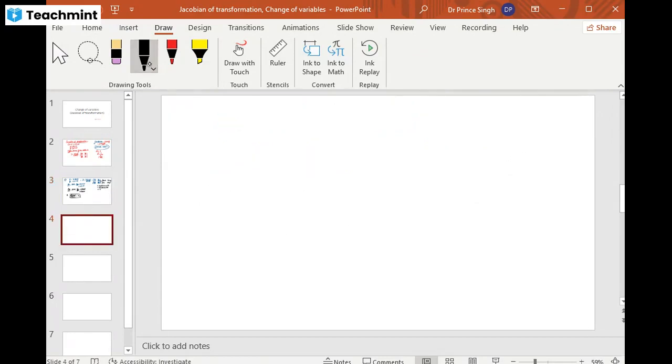Okay, let us consider another example. Suppose in the case of the spherical polar coordinate system, we make the transformation as x equal to r sine theta cos phi, y is equal to r sine theta sine phi, and z equal to r cos theta. And we want to find out the Jacobian of transformation in this case, that is the Jacobian of x, y, z with respect to r, theta, and phi.